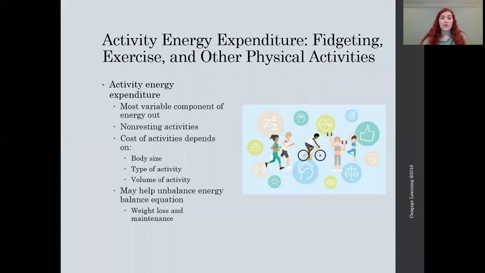On to the third and final component of energy out, we have activity energy expenditure, which is energy expended in all activities that occupy our time when we are not at the basal level of energy expenditure. This is the most variable component of energy out. It does include non-resting activities that are not a type of physical activity or exercise. And the effectiveness of the activities depends on an individual's body size as well as the type and volume of activity that they are completing.